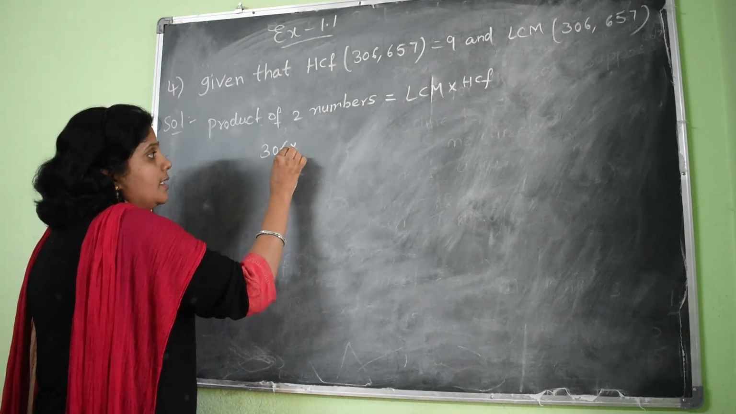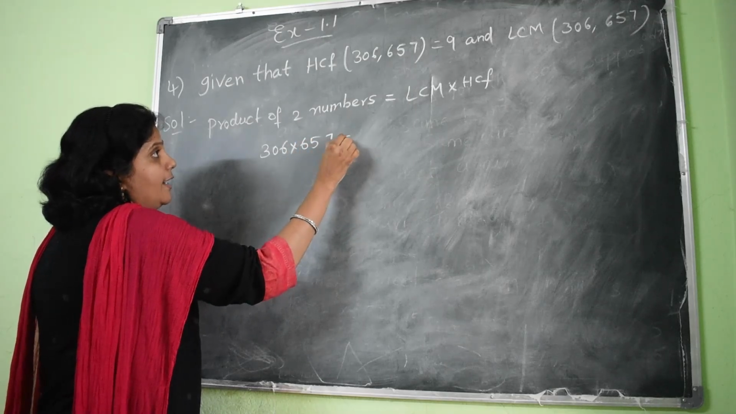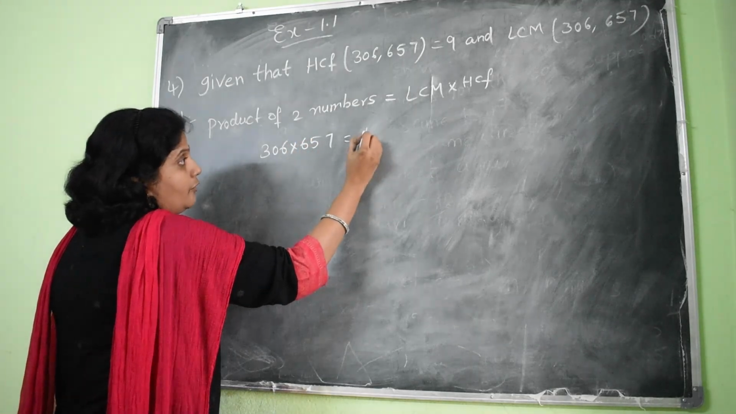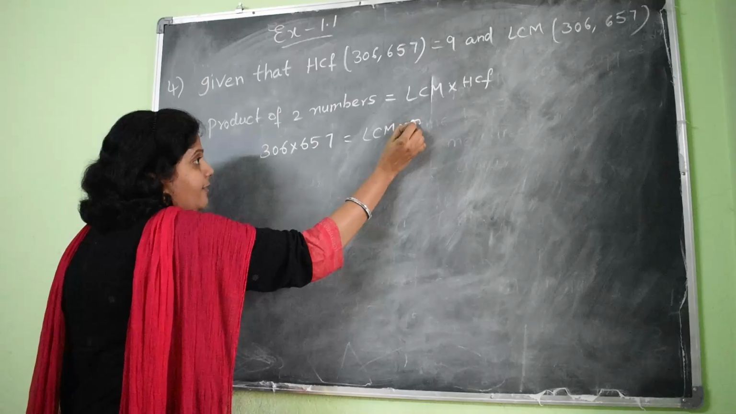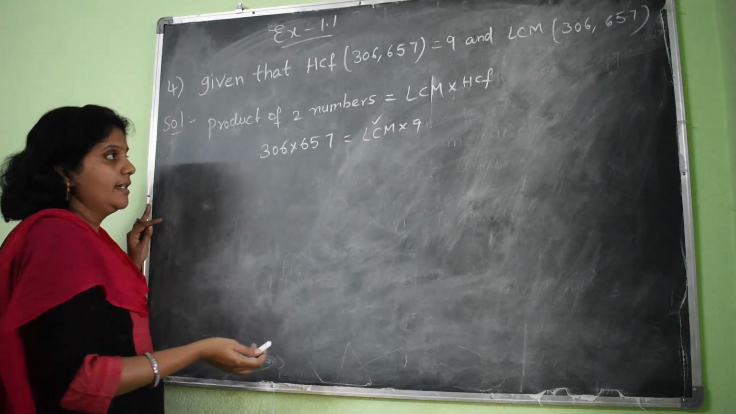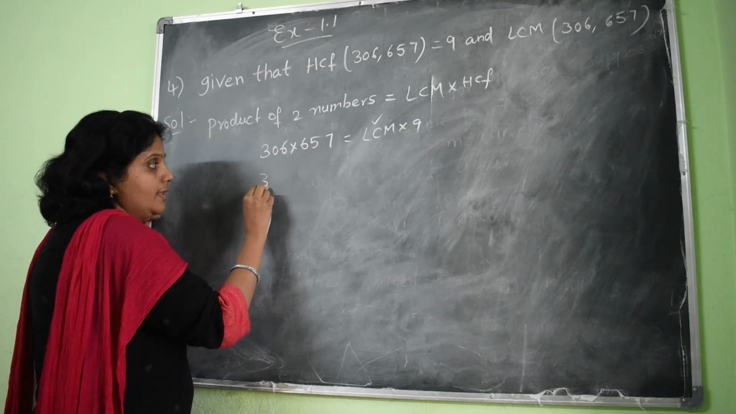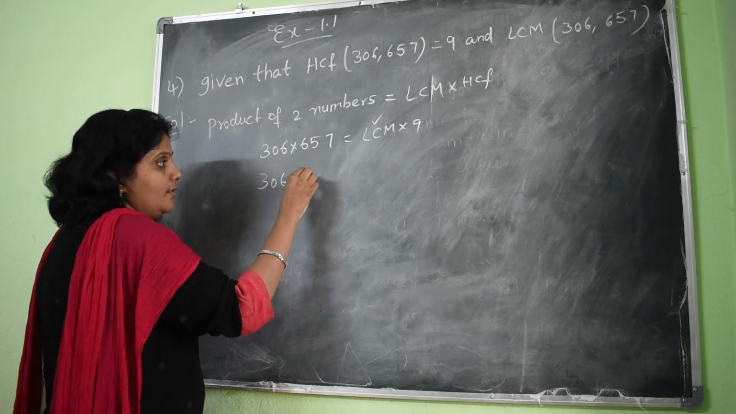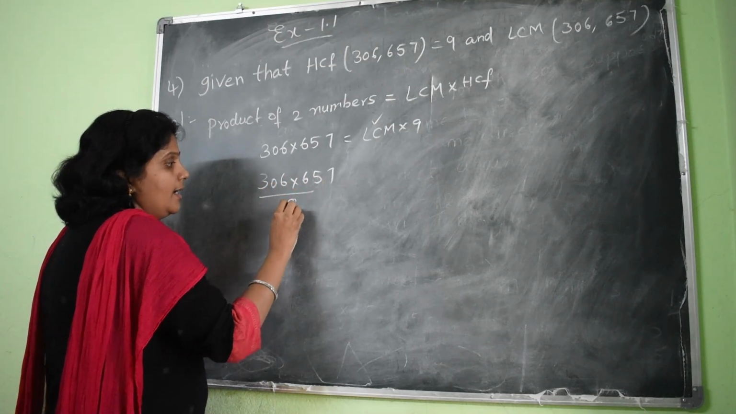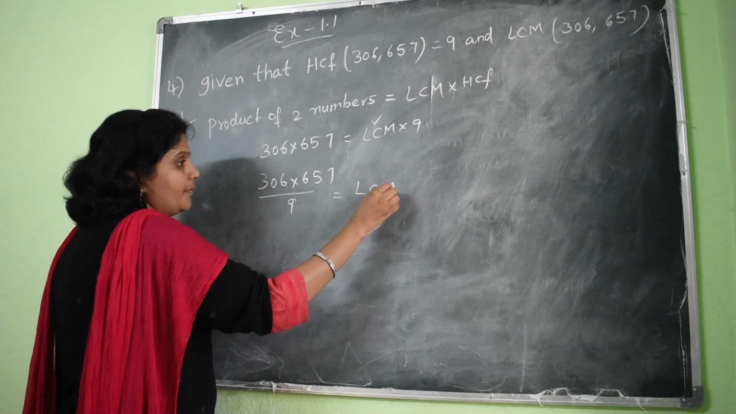Now, what are the two numbers? 306 into 657. And what is LCM? We need to find the LCM only. And what is the HCF? 9. So we need to find LCM, which means that should be only on that side. So the remaining terms should come to this side. So 306 into 657 by 9 is equal to LCM.